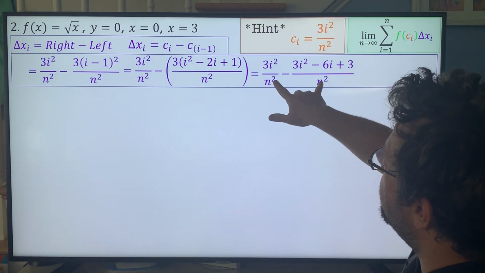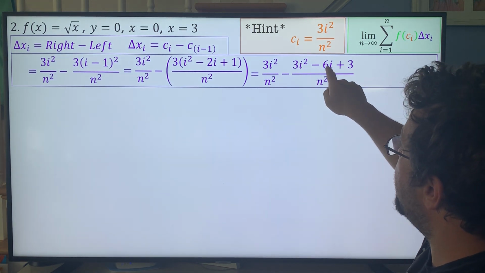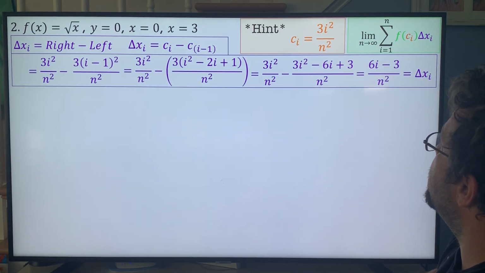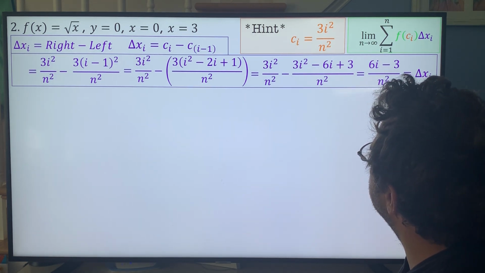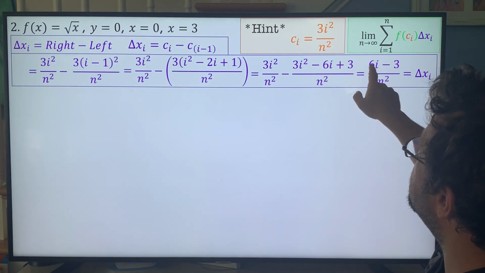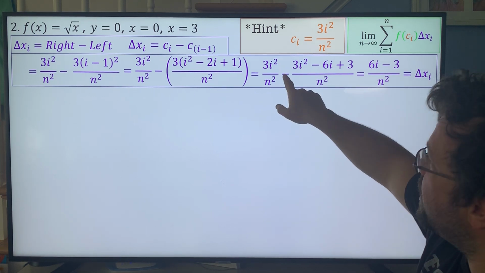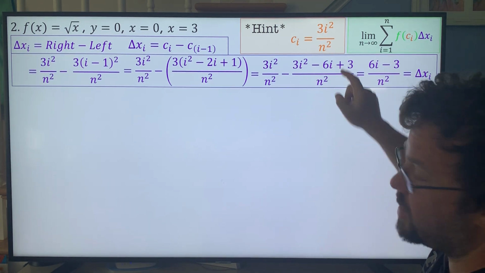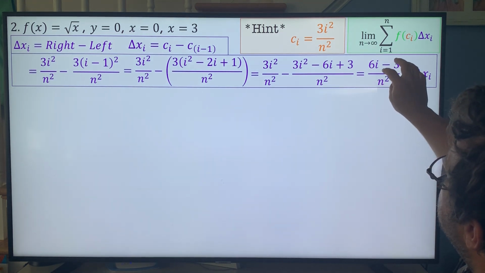And then because these have the same denominator, you subtract like terms. The 3i squared cancels out, leaving negative 6i plus, minus 3 over n squared. Sorry, positive. Negative, negative is a positive. Negative and a positive is a negative. Okay. When you have a negative out front, you have to distribute it to everything in the numerator. All right? All right. So we got a delta x_i.